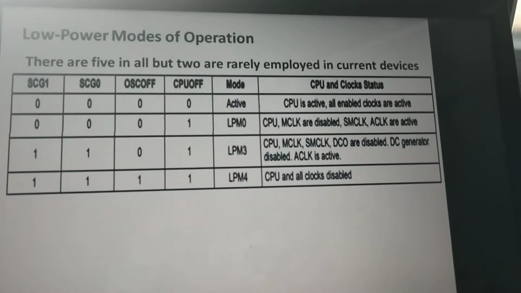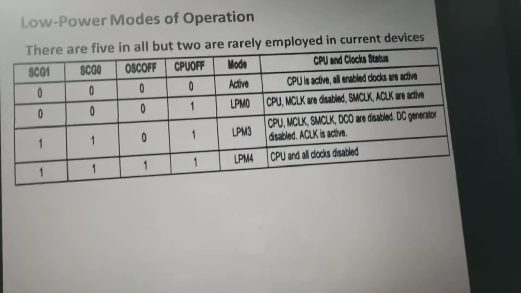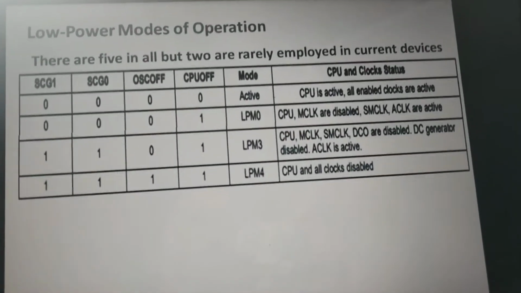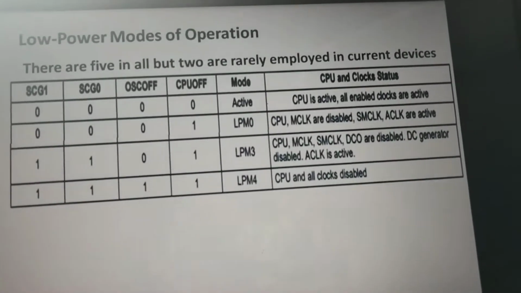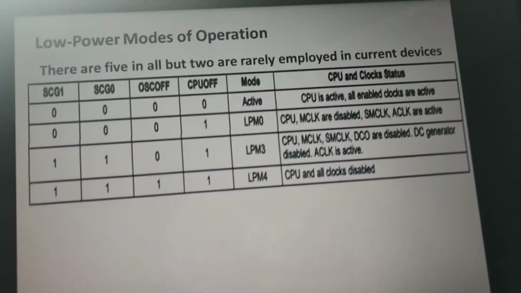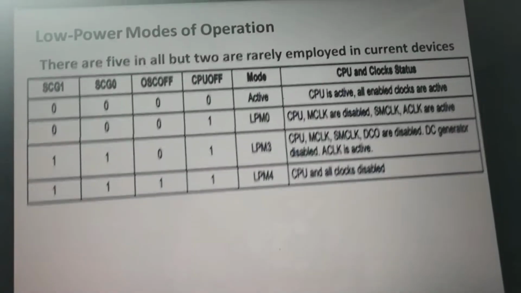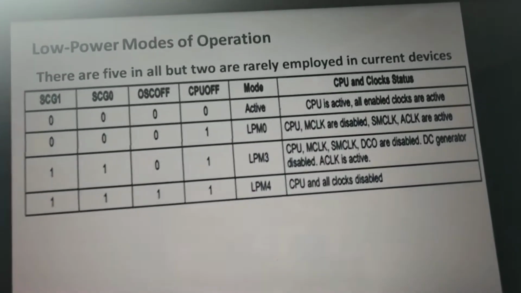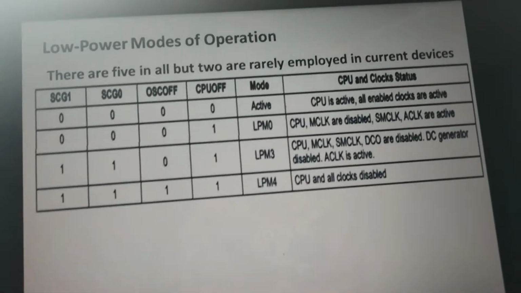So now we'll discuss low power mode 0. In low power mode 0, we have the SMCLK and ACLK operating, which means we can have the peripheral devices operating, but your CPU will be switched off because the MCLK is disabled. Now, how do we disable the MCLK? By making CPU off as 1. So, SCG0, SCG1 and OSC off will remain zeros and CPU off will become 1.